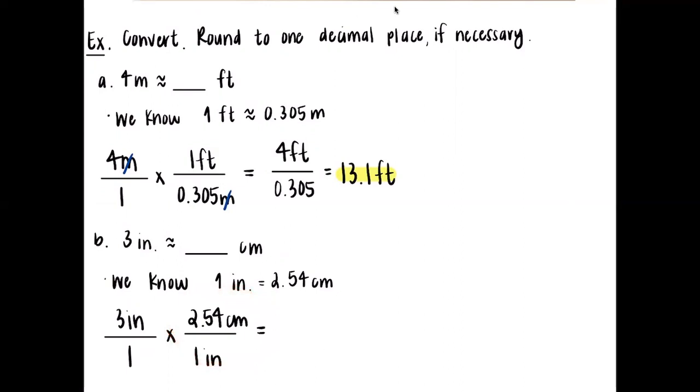And now all that's left is, the units cancel out. Now remember, we multiply numerators with numerators, denominators with denominators. So all we have to do is figure out what is 3 times 2.54. And 3 times 2.54 is equal to 7.62. But again, we only need to round to 1 decimal place. So we end up having 7.6 centimeters.